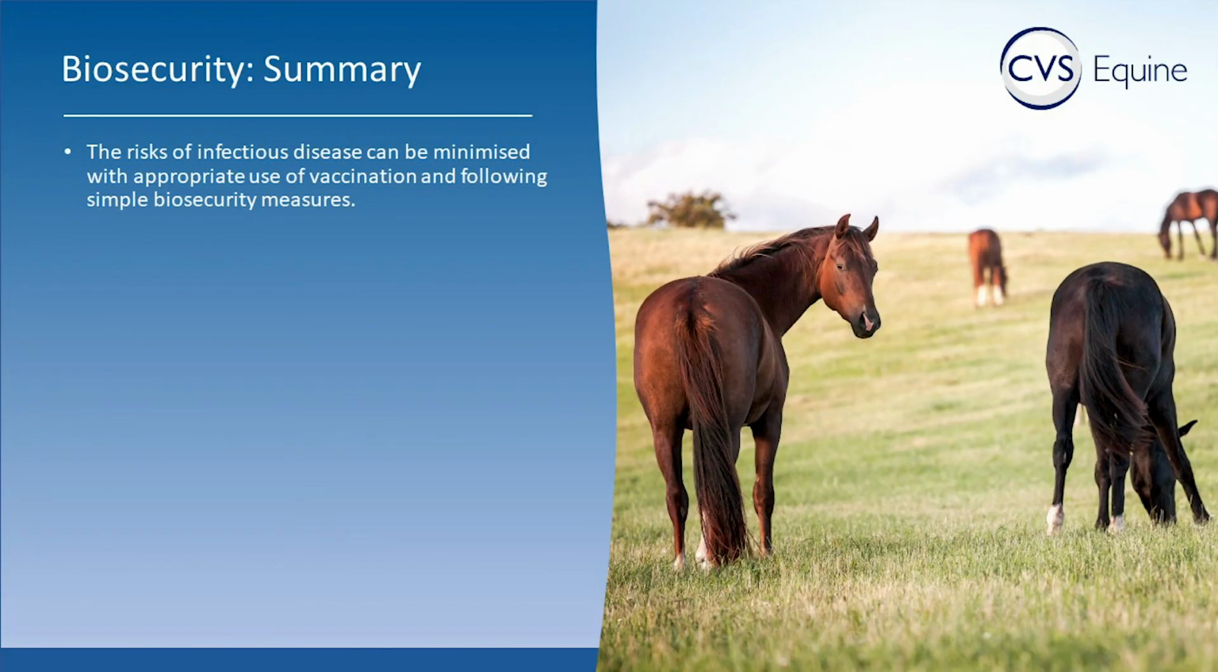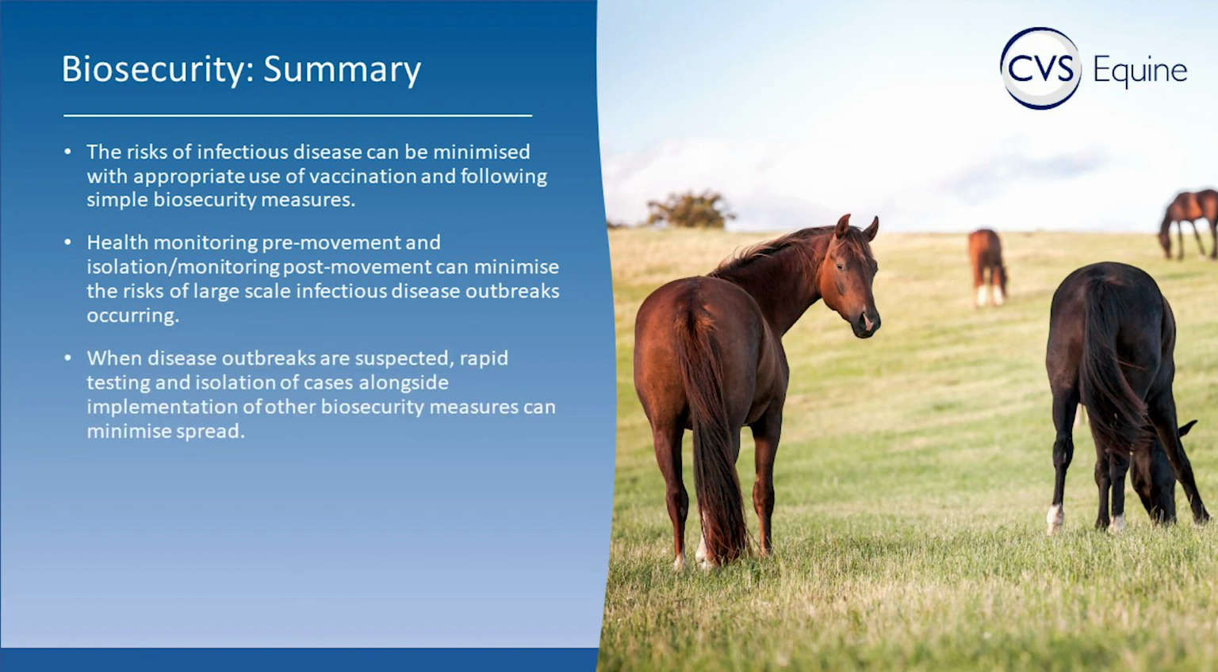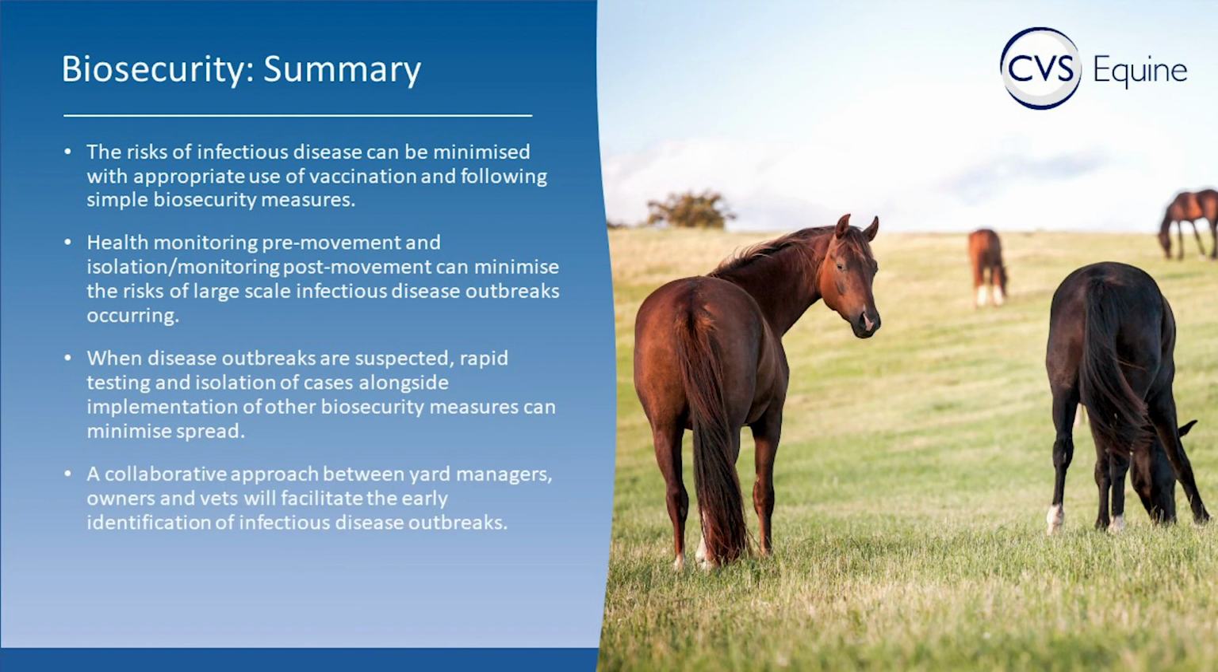To summarize, the risk of infectious diseases can be minimized with the appropriate use of vaccinations and following simple biosecurity measures. Health monitoring, pre-movement and isolation monitoring post-movement can minimize the risk of large-scale infectious disease outbreaks occurring. When disease outbreaks are suspected, rapid testing and isolation of cases alongside implementation of other biosecurity measures can minimize the spread. A collaborative approach between yard managers, owners and vets will facilitate the early identification of infectious disease outbreaks.